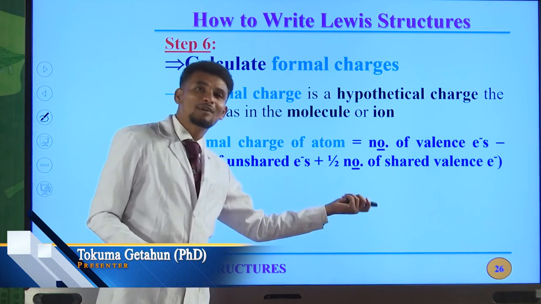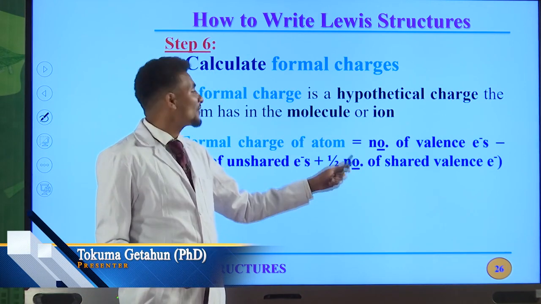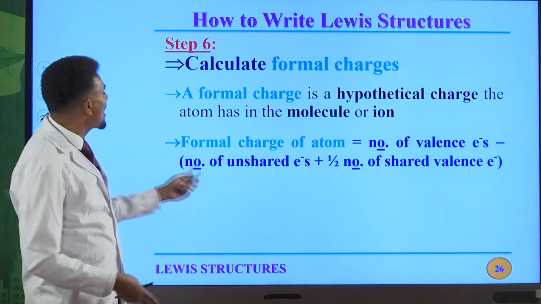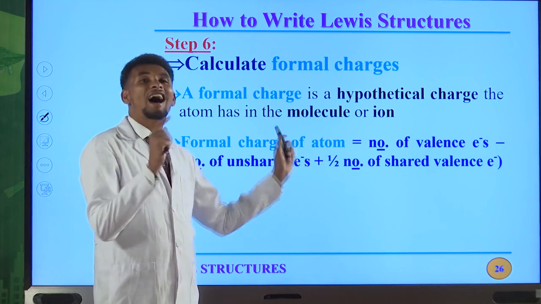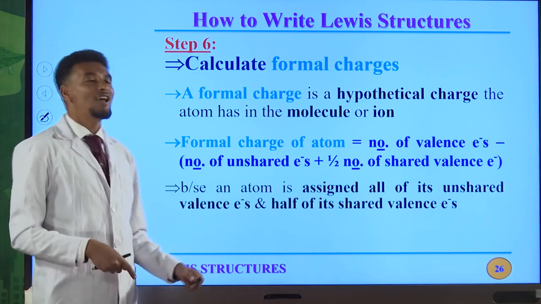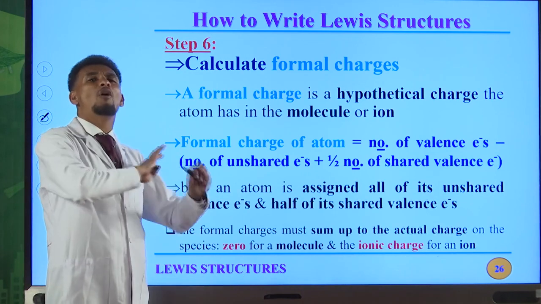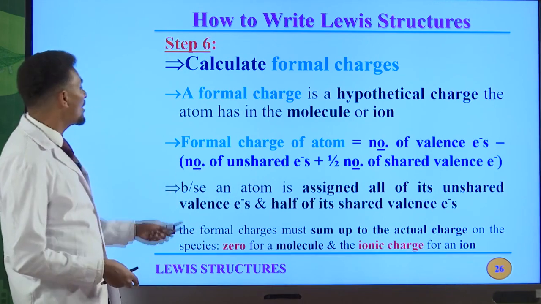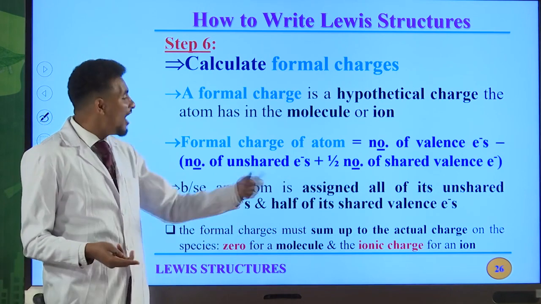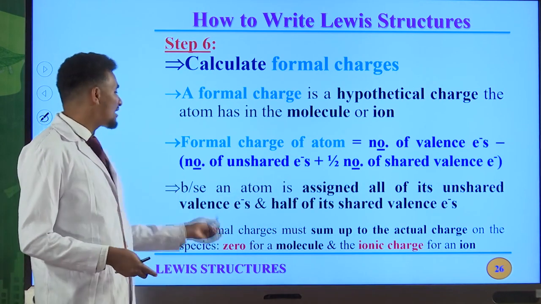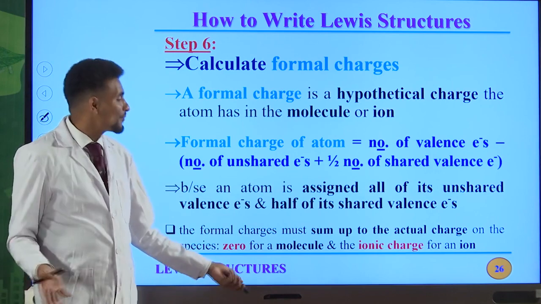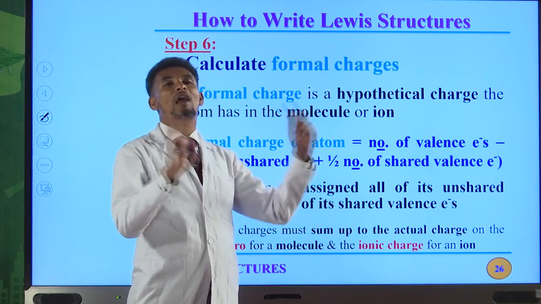How can we calculate it? Formal charge of an atom can be calculated by using this formula. It is equal to number of valence electrons for the neutral atom minus number of unshared electrons plus half of the number of shared valence electrons. So by using this formula, you can easily calculate the formal charge for all atoms in the molecule, because an atom is assigned all of its unshared valence electrons and half of its shared valence electrons. And the formal charges must sum up to the actual charge on the species, 0 for a molecule and the ionic charge for polyatomic ions.